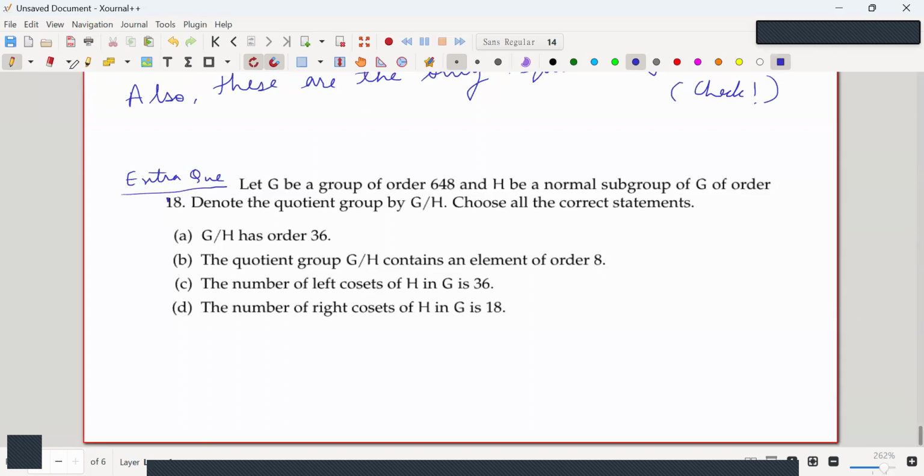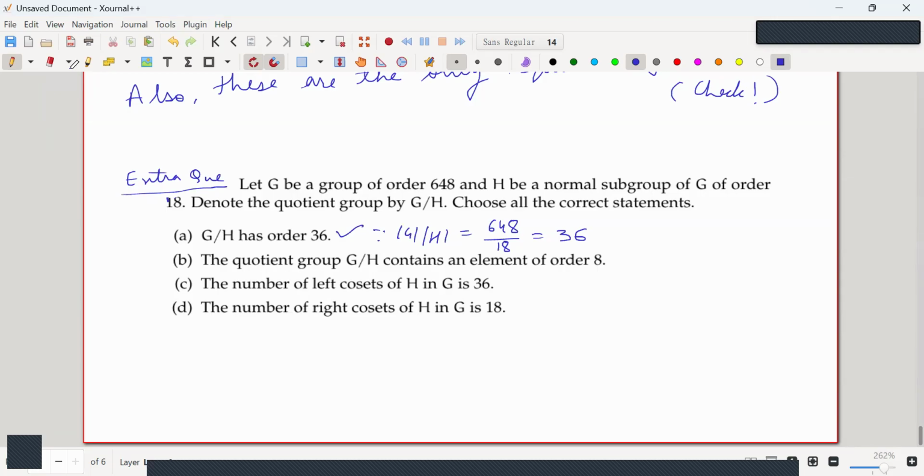G by H has order 36. Similarly, you can just divide, and I think the order of G by the order of H is 648 divided by 18, which is 36. This should be true, right? Yes, sir. This is true.